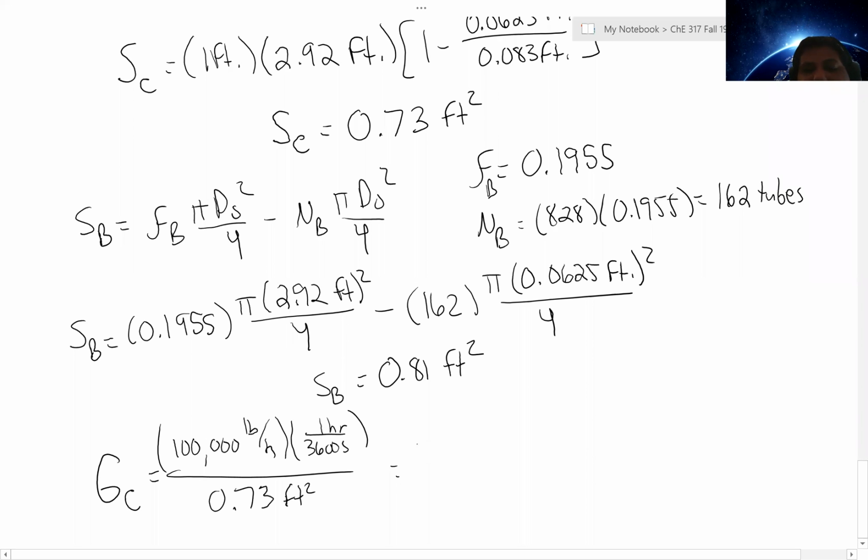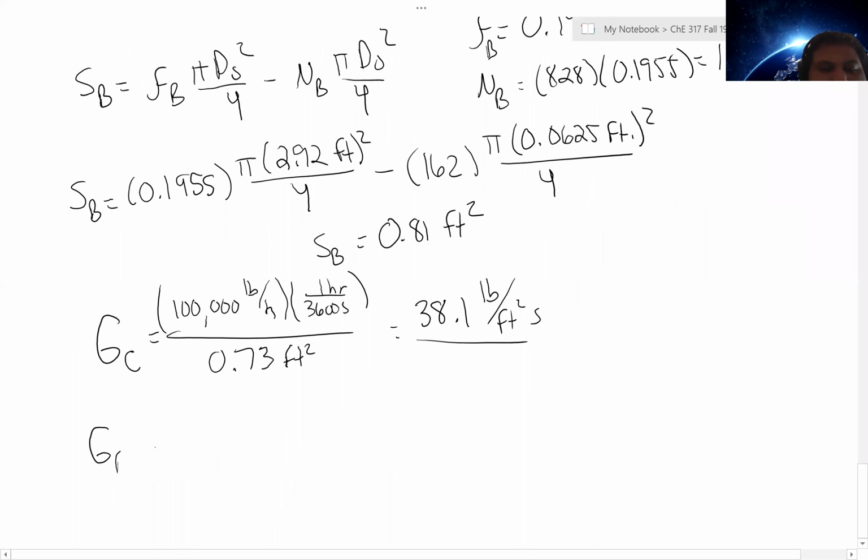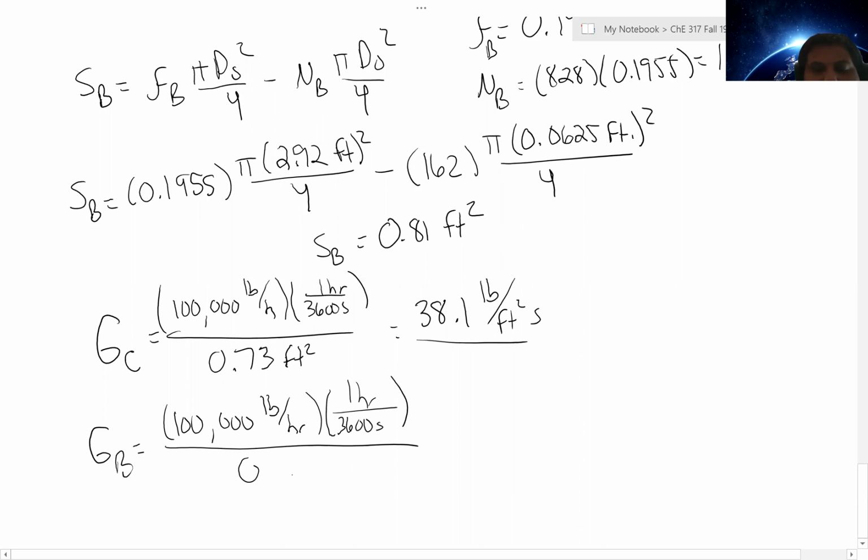So this area, our mass velocity is about 38.1 pounds per feet squared second. G_B is 100,000 pounds per hour, where 1 hour is 3,600 seconds, then area 0.81. So you get about 34.3 pounds per feet squared second.